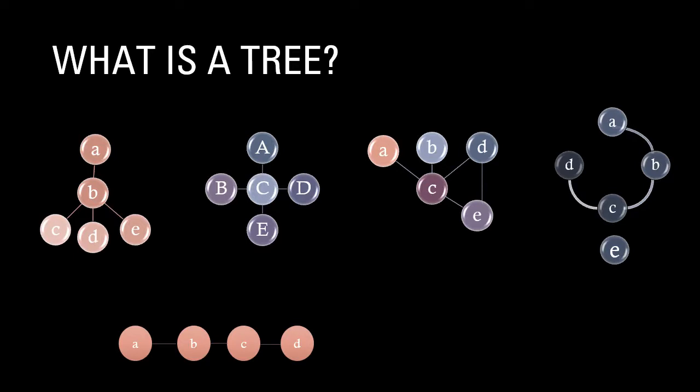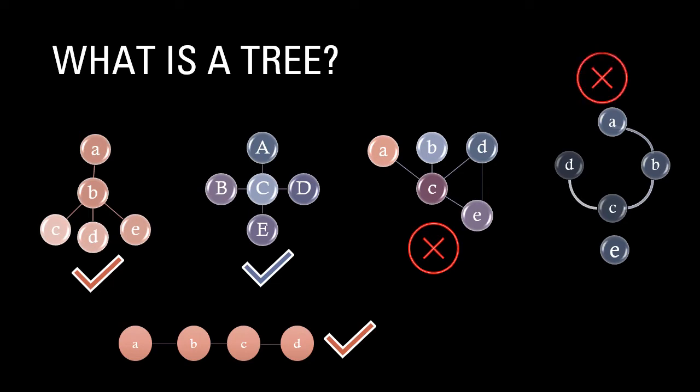If we look at the examples we have, the first one is an example of a tree. The second one is an example of a tree. Also this one. While this one, notice it has a circuit, so it's not an example of a tree. And this one is disconnected. A disconnected graph is not an example of a tree.